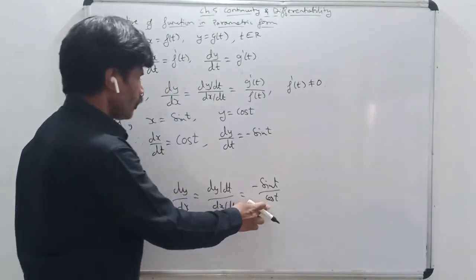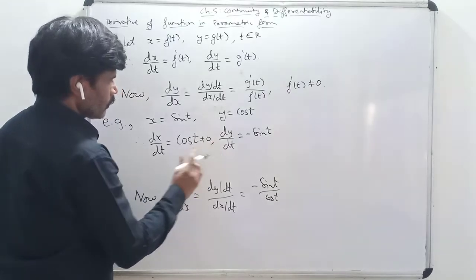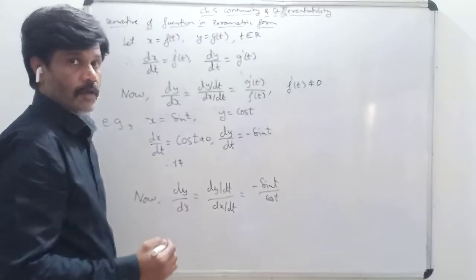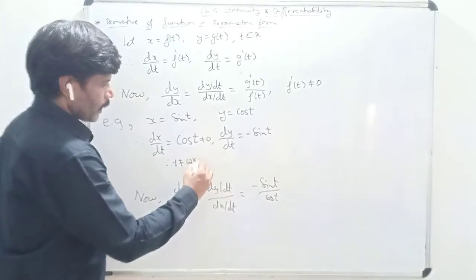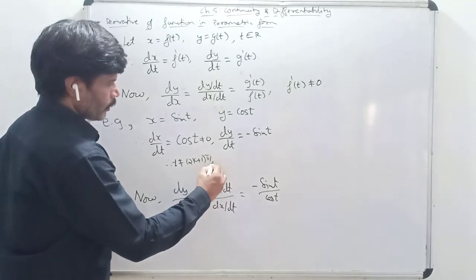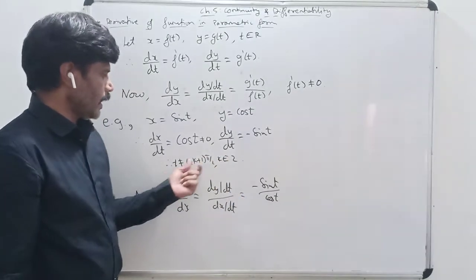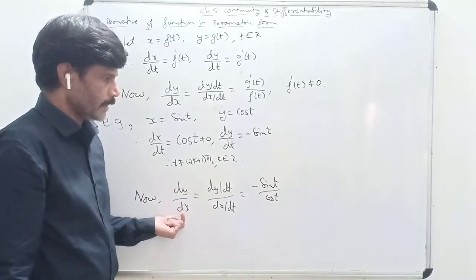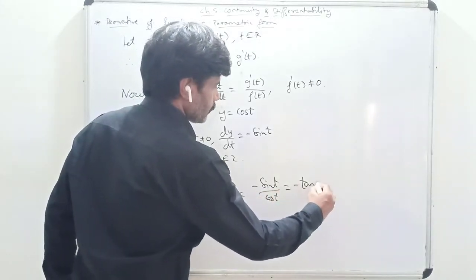This means cos t should not be 0. Cos t should not be 0 means t should not be what? All odd multiples of pi by 2, that is, 2k plus 1 pi by 2, where k belongs to Z. So if t is any other value than this, that is 2k plus 1 pi by 2, then dy by dx is defined, and it is minus sin t upon cos t, that is equal to minus tan t.